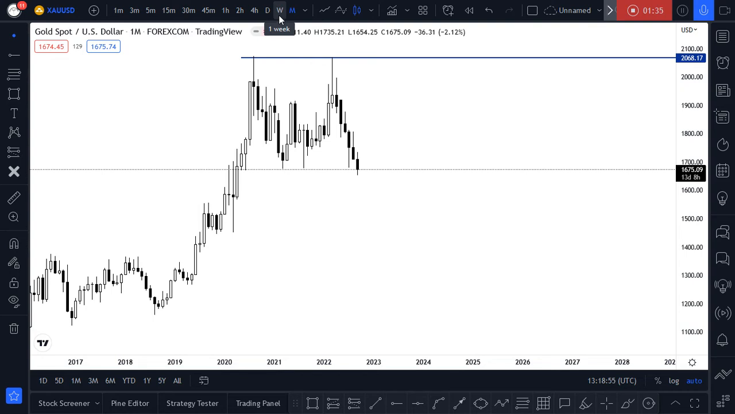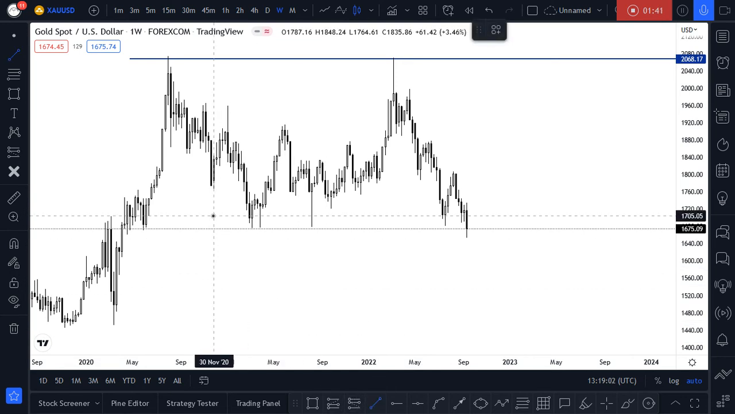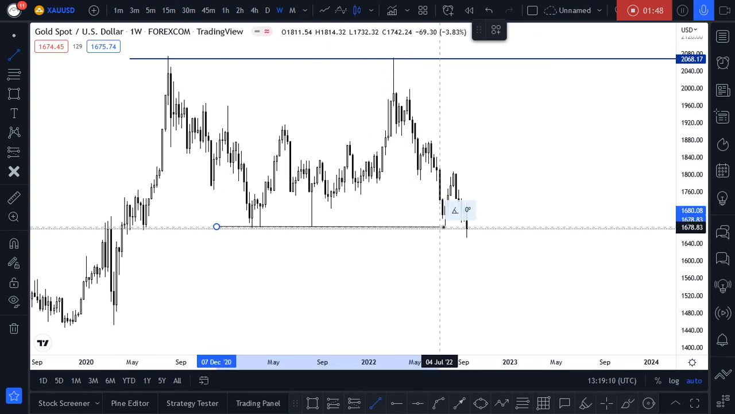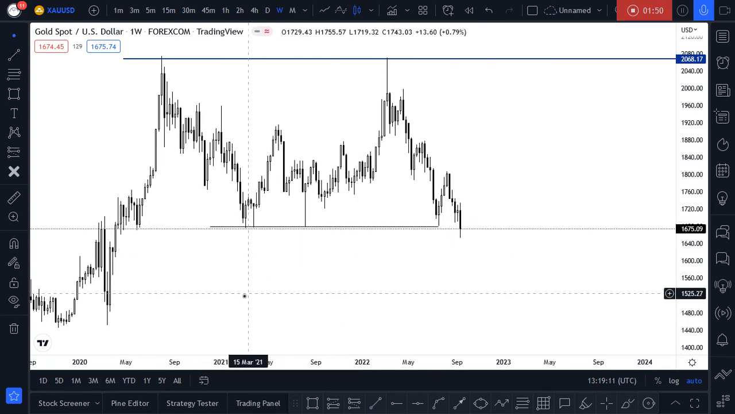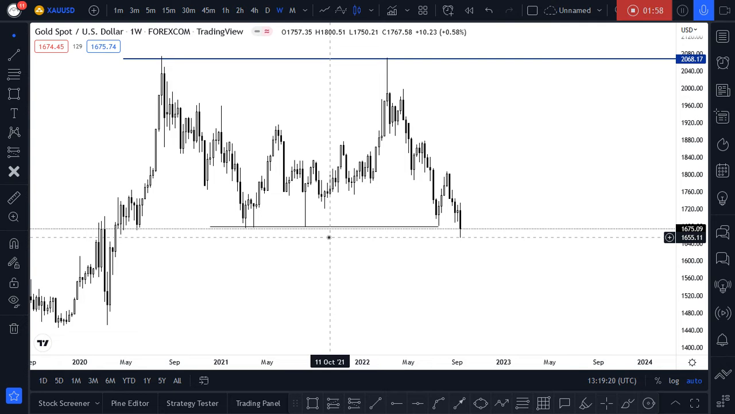So let's go to the weekly time frame. Now we can see clearly that this point over here has been tested multiple times, and is now acting as a source of liquidity around this point here. You can see it, so it's so clear this is liquidity. Liquidity is a region whereby banks want to manipulate the market.